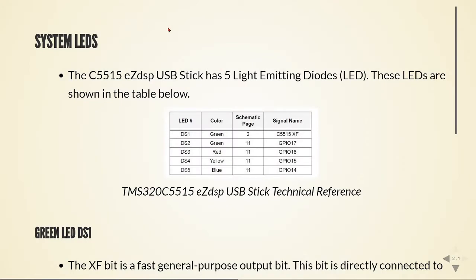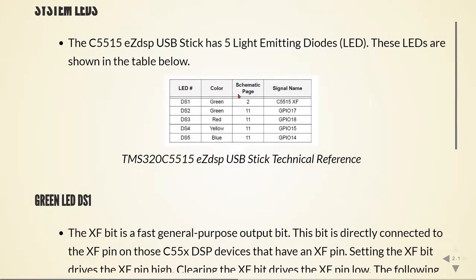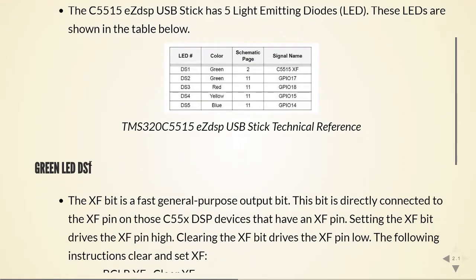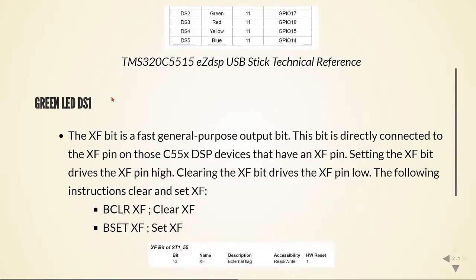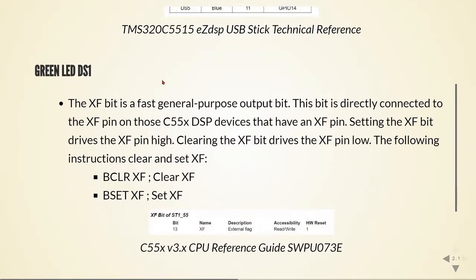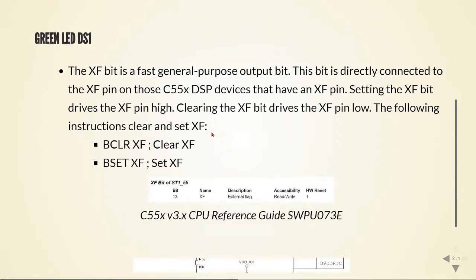The C5515 EZDSP USB stick has 4 light emitting diodes, LEDs. They're green, red, yellow, and blue. They're connected to some GPIOs, and one is connected to a special pin called the XF. So this green LED, the S1, is a fast general purpose output bit and is directly connected to the XF pin, and we can use these instructions to clear and set this.